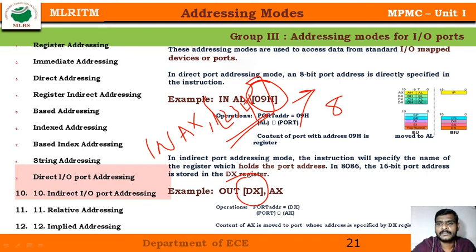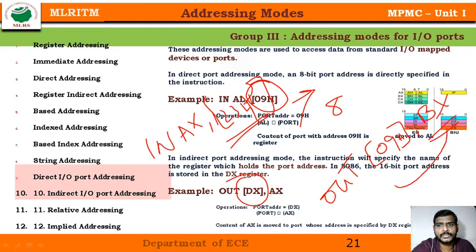Similarly, here I am taking output, which means I already have data in one of my registers or somewhere, and that data is moving out indirectly. Sir, how to write an instruction for direct addressing? Yes, if you want to send data out directly, mention the port address: OUT 09H, BX. What does this mean? BX has some data, and I want to send it to one of my output devices which has an address of 09.